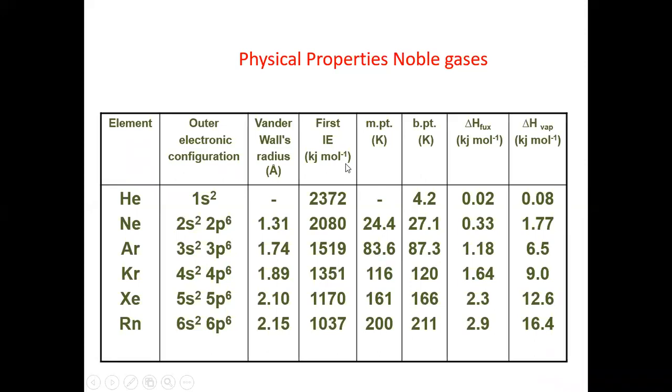Next, ionization energy is very high and decreases from top to bottom. Next, melting and boiling points, heat of fusion and heat of vaporization increase from top to bottom. Here you can see the heat of vaporization is increasing from top to bottom. Coming to the melting and boiling points, due to the increase in the magnitude of the van der Waals forces, the melting and boiling points increase from helium to radon.